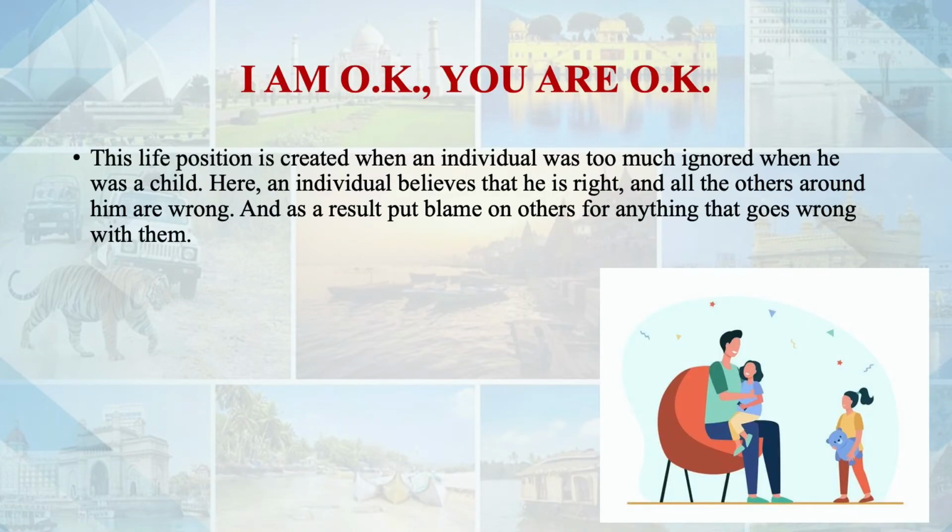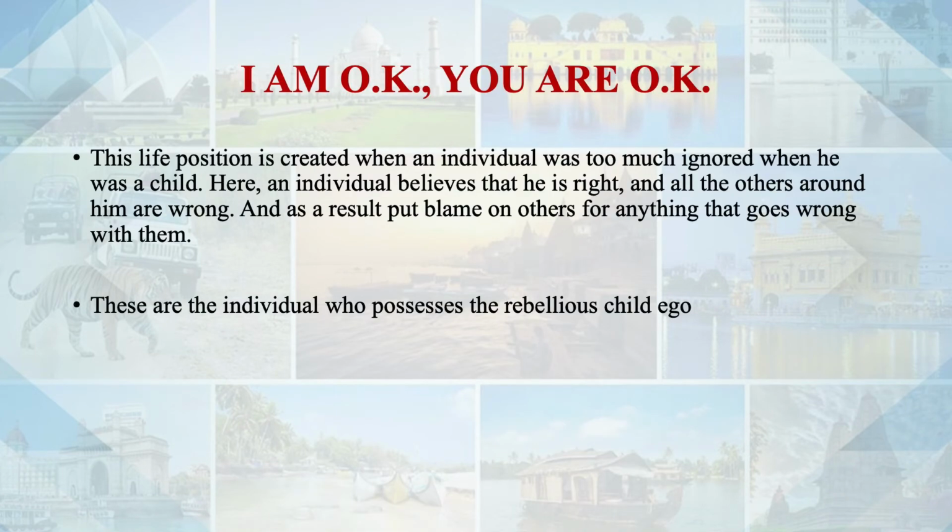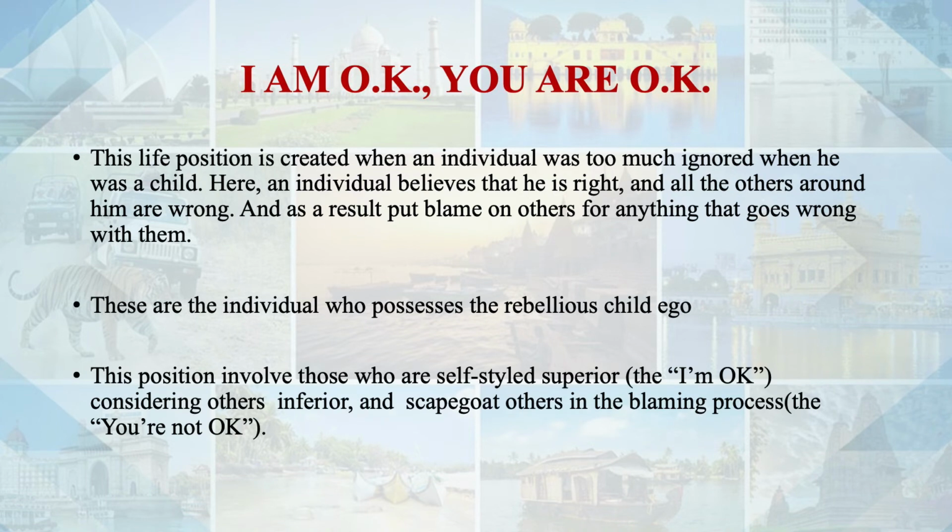Now, the next life position is I am okay, you are not okay. Here, in this life position, an individual believes that he is right and all the others around him are wrong, and as a result puts blame on others for anything that goes wrong. This life position is created when an individual was too much ignored when he was a child. Among the three ego states, such an individual possesses the rebellious child ego. This position involves those who are self-styled superiors, meaning they consider themselves as always okay, and consider others as inferior to them and scapegoat others in the blaming process, with a belief that they are not okay.